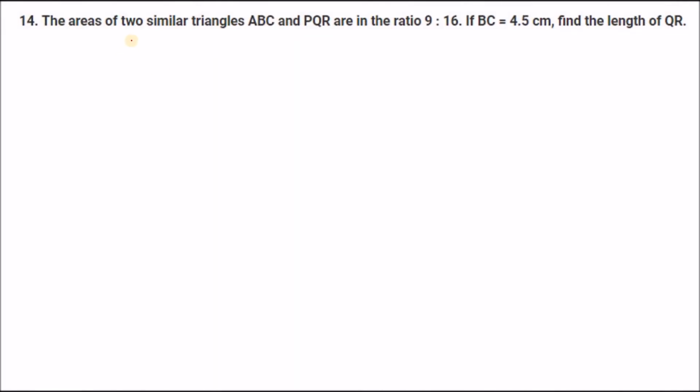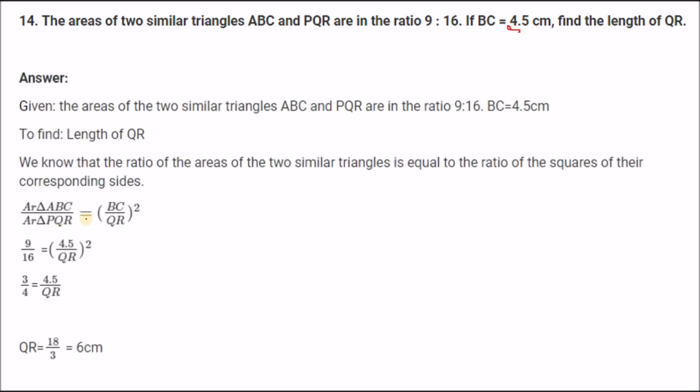Next is the area of two similar triangles. These two are in the ratio 9 by 16. If one side is given, the second side has to be found out, and this we have already done. So this is when the two triangles are similar.